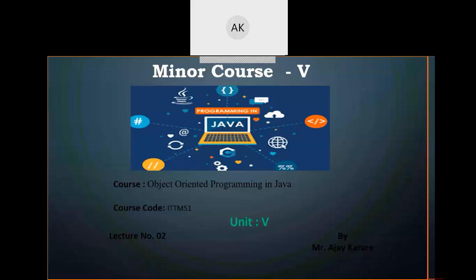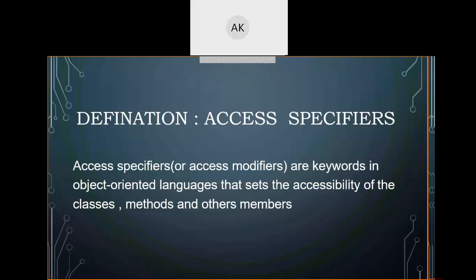And whenever we want to decide that, we have the concept called access modifiers, right? So the access specifiers or access modifiers are the keywords in object-oriented programming languages that set the accessibility of the classes, methods and other members.